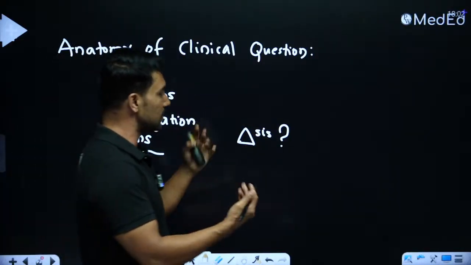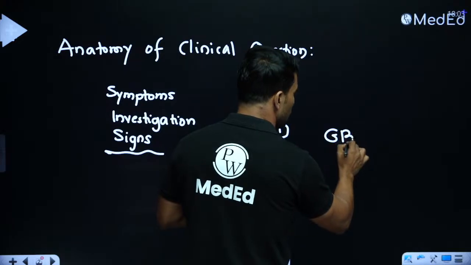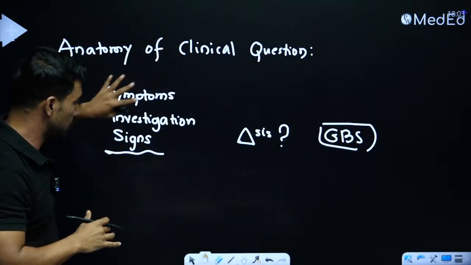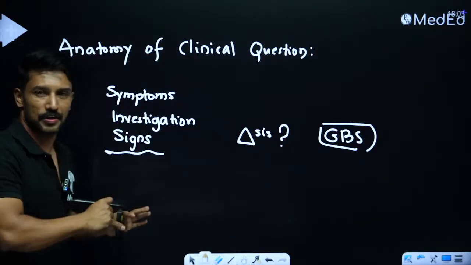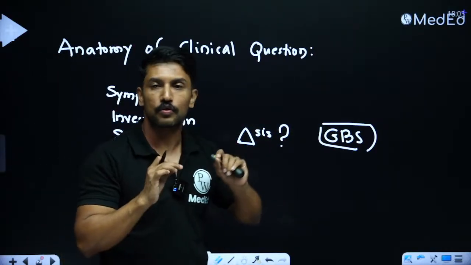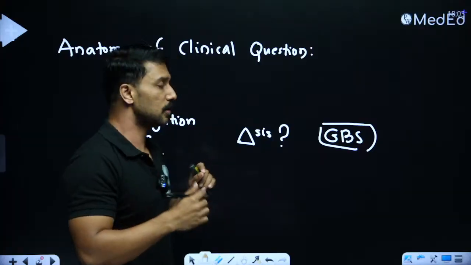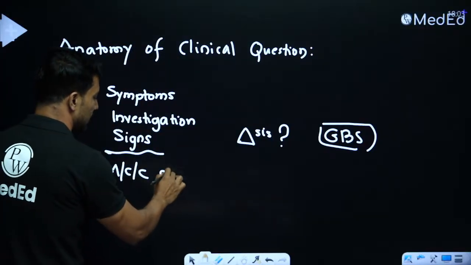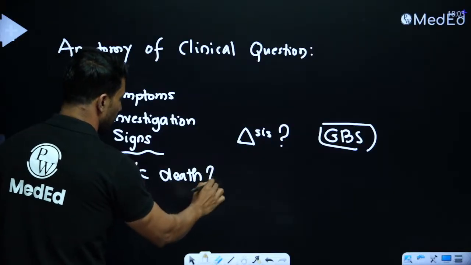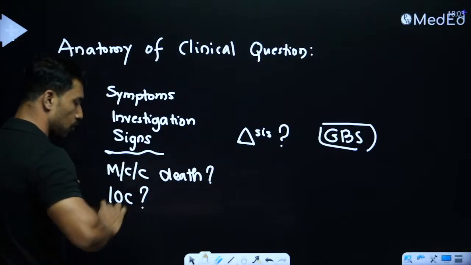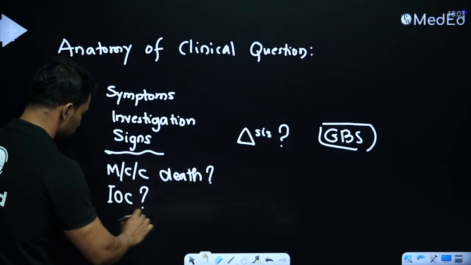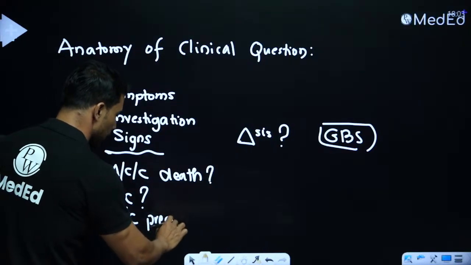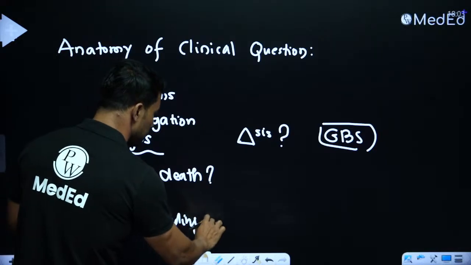Let us take the example of GB syndrome. Let us say from the whole clinical story, based on the symptoms, investigations, and signs they have mentioned, I've made a diagnosis of GB syndrome. Then the examiner will ask you, what is the most common cause of death? Or he may ask, what is the investigation of choice? Or he may ask, what is the most common preceding infection? So this is how clinically oriented questions are built.